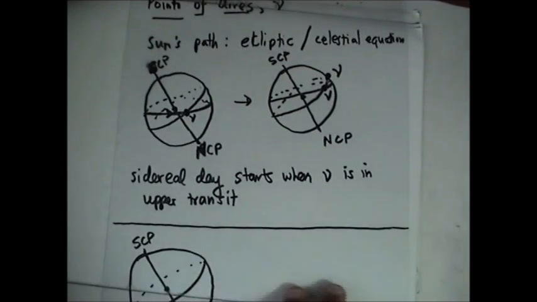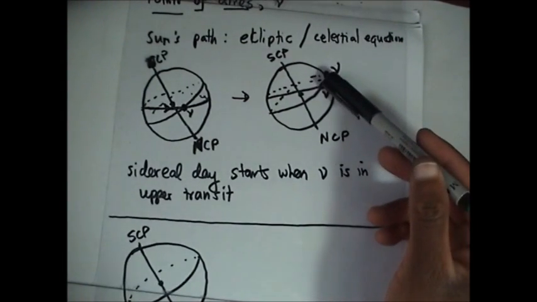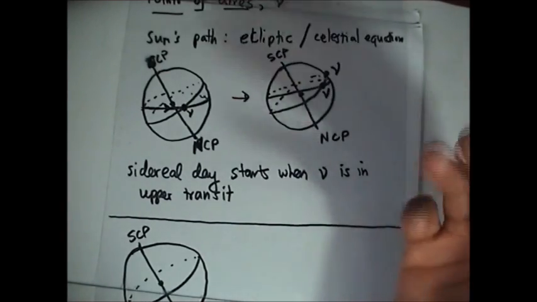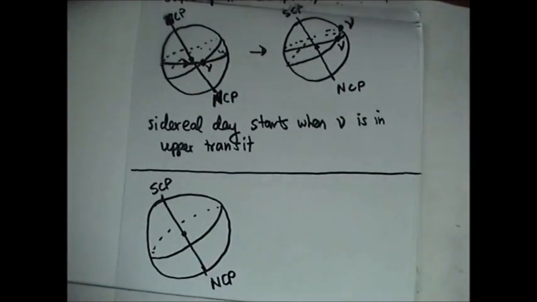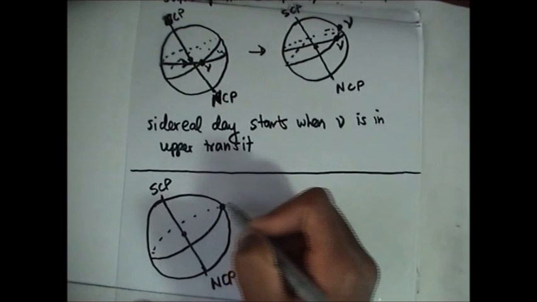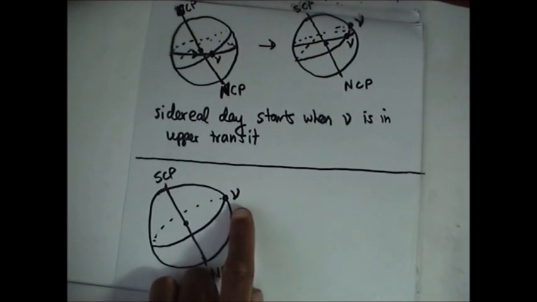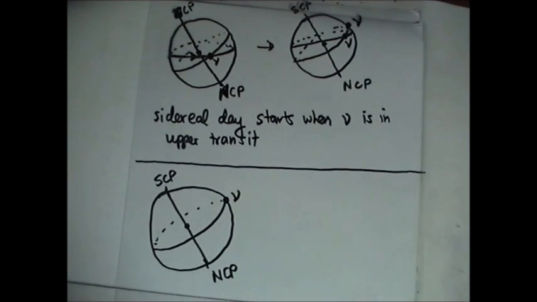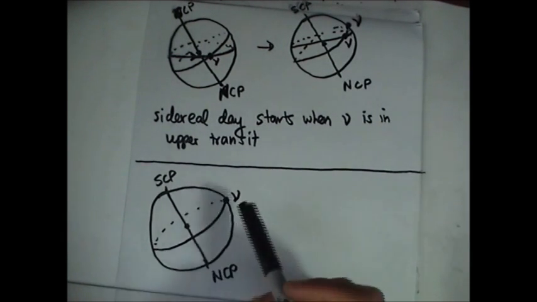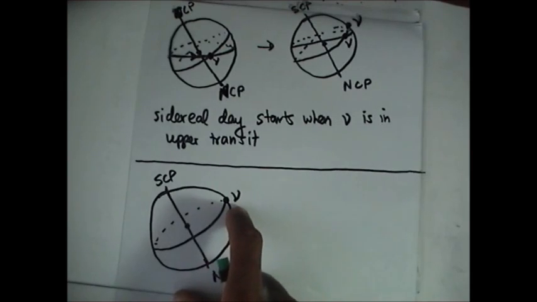When the sidereal day starts, when V is in upper transit, that is equal to 0 sidereal hours, right? So 0 sidereal hours occur when V is here. That is where 0 sidereal hours occur, when V is in upper transit at this point.